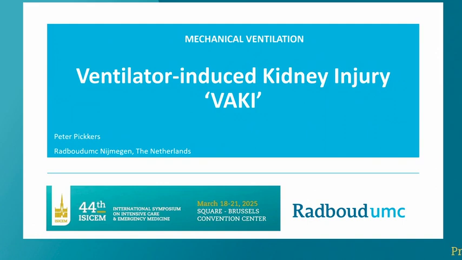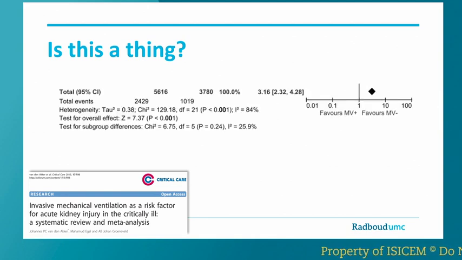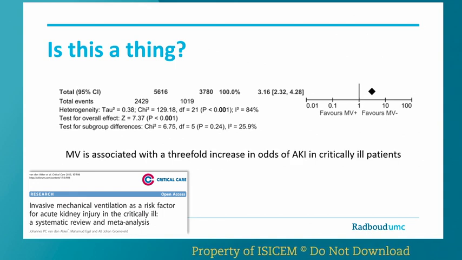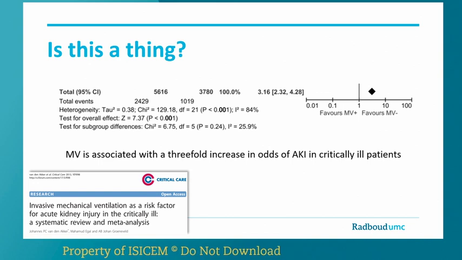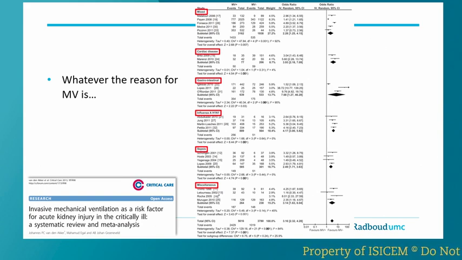Ventilator-induced kidney injury, VACI. Is this a thing? Actually, it is. If you look at studies in which patients are ventilated or not, mechanical ventilation is associated with a threefold increase in the development of AKI in patients in the ICU, even if you correct for all kinds of other factors. And it doesn't seem to matter much what the reason is for mechanical ventilation.